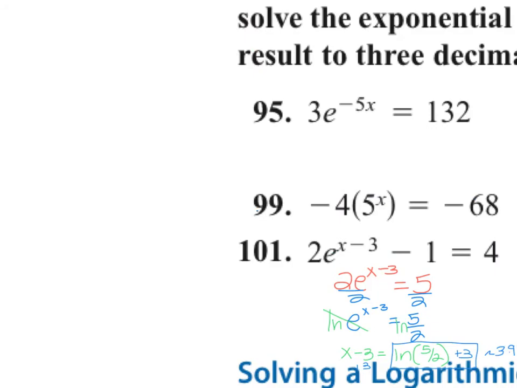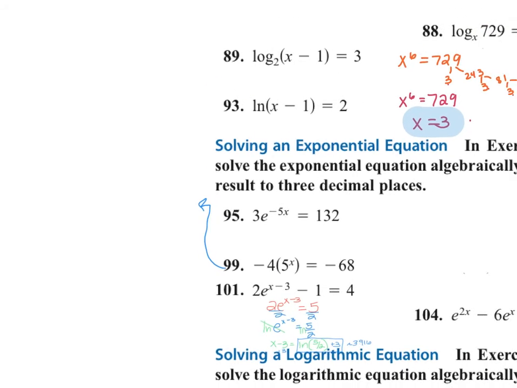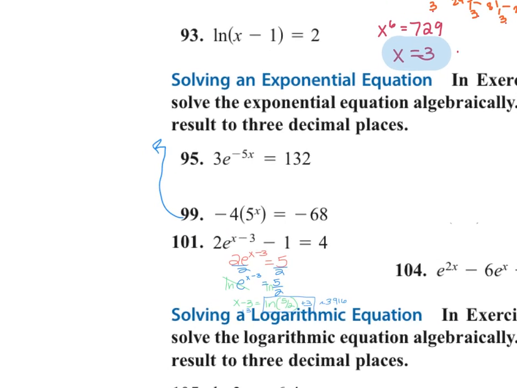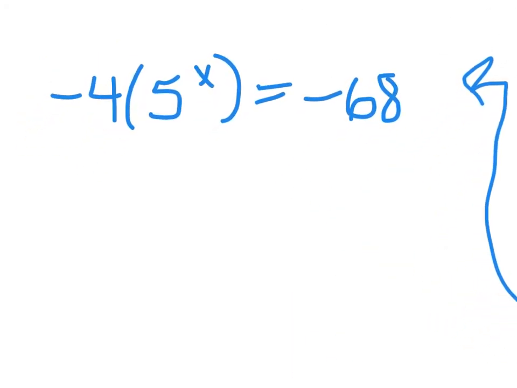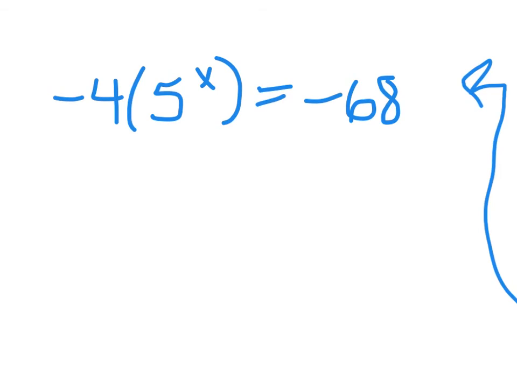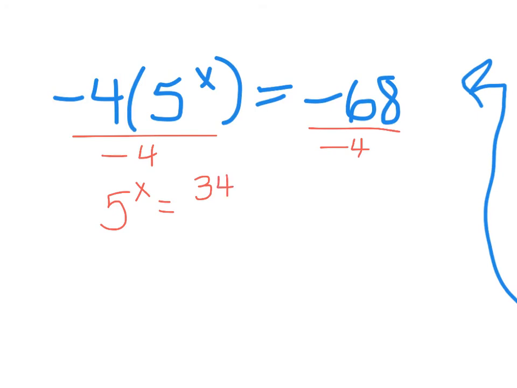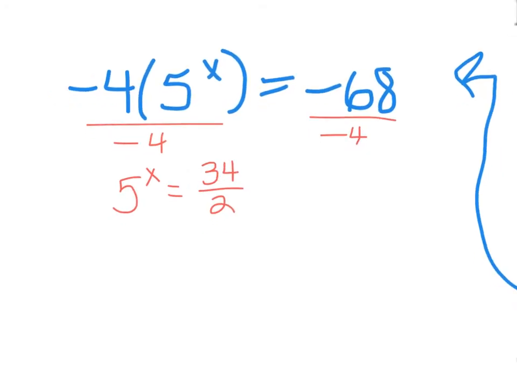Okay, so 99. The directions say just solve and then round to 3 decimal places. So negative 4 times 5 to the x equals negative 68. So I would actually divide both sides by negative 4. And I get 5 to the x equals, and this simplifies to be 34 over 2, or 17.